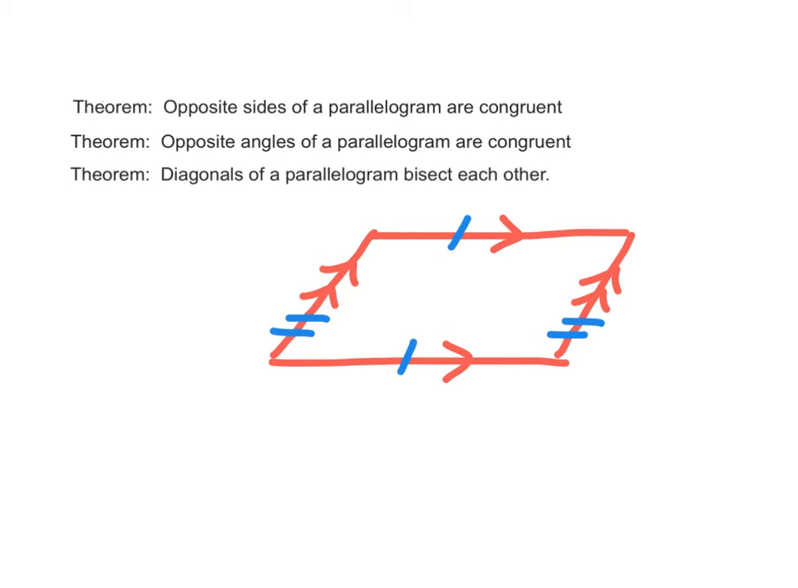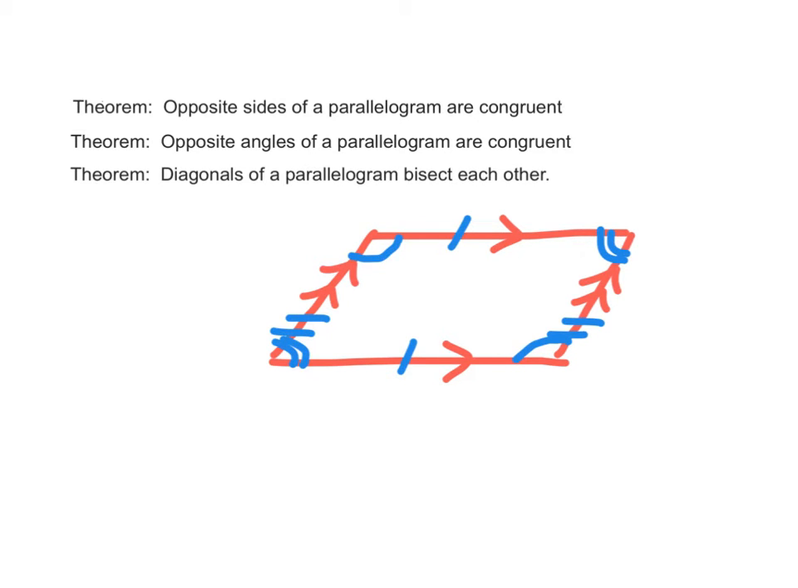What else does it say? Well, it says opposite angles of a parallelogram are congruent. So that would mean this angle and this angle are congruent, or this angle and this angle are congruent. Doesn't mean all four of them are congruent. It just means that this one and this one, which are opposite, or this one and this one, are always congruent.